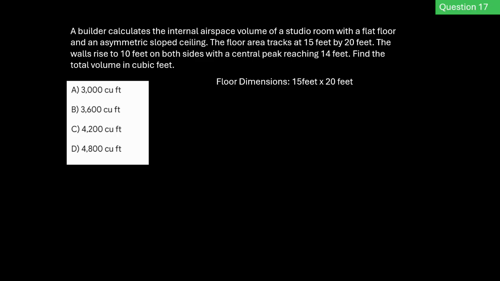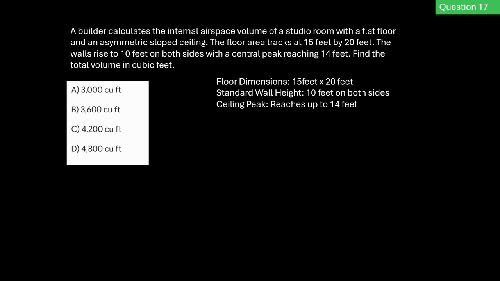The problem tells us that the floor area tracks at 15 feet by 20 feet. This gives us the fundamental footprint for our room. Next, we learned that the walls rise straight up to 10 feet on both sides before the ceiling starts to slope. Finally, the ceiling slopes up to a central peak reaching a maximum height of 14 feet. Because it's asymmetric, it might look a little unique, but geometrically, the math stays straightforward.